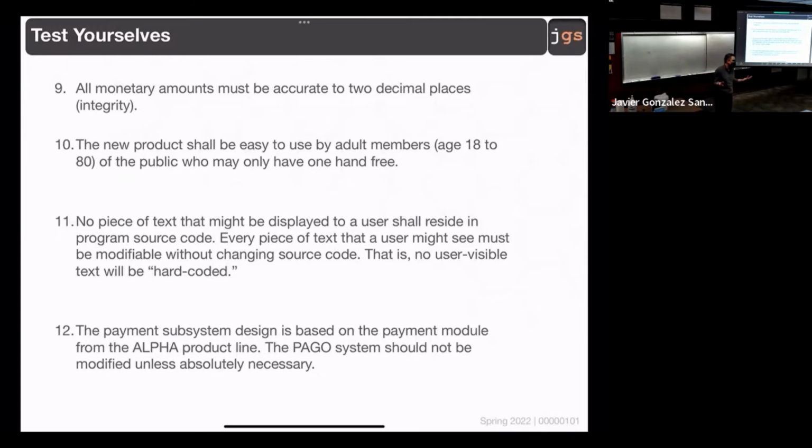It's a tricky one, right? It's functional, it's non-functional. What is the user trying to tell me? Non-functional, sir, because he says that it shall reside in the program source code. That is an extra detail which is not required.